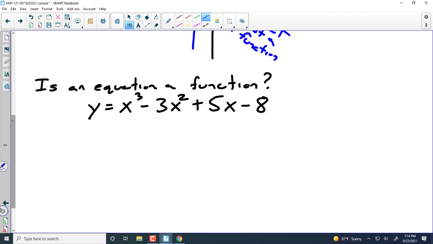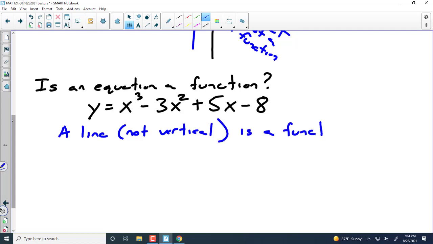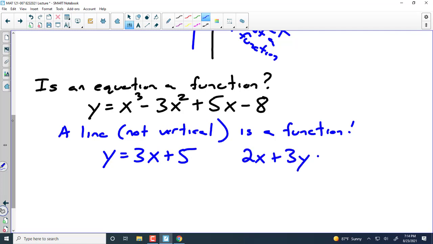Well, here's what we already know. A line, not vertical, is a function. So that takes care of some equations right off the bat, because those are both equations for lines. Different forms of equations for lines, but those are both lines. This one, a lot of us know this one, this is called slope-intercept form. Little mx plus b action there. Depending on where you took college algebra, this might be called standard form or general form.